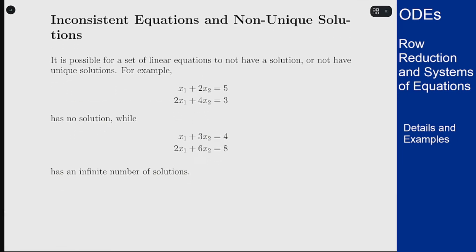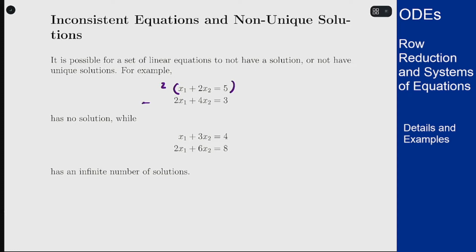We have the first set, x1 plus 2x2 is 5, and 2x1 plus 4x2 is 3. And the second set, x1 plus 3x2 is 4, and 2x1 plus 6x2 is 8. Now, we can go about trying to solve these equations just by elimination methods. But if I double the first equation in both cases, and then subtract them, I can see what happens here.